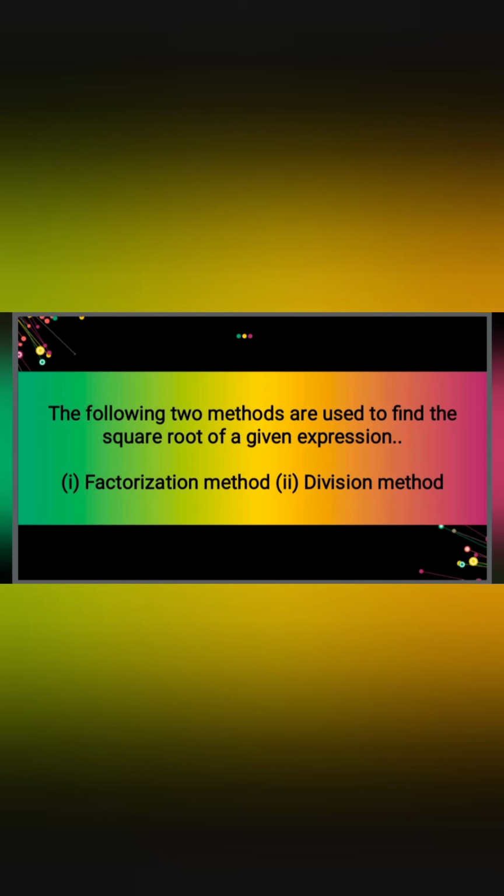Now we'll see about the methods used to find the square root of a given expression. There are two methods, factorization method and division method. Now let's move on to the sums. First we'll see how to find the square root using factorization method. This is example 3.20. I have chosen the third subdivision.